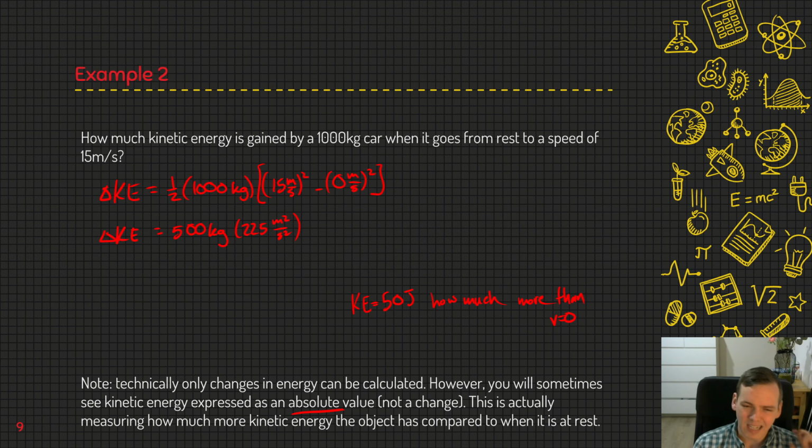So that's, I don't like it, but that is how the AP test, I believe on the equation sheet, has it. They say the kinetic energy is 1/2 mv squared. Technically, that's saying this is how much kinetic energy it has more than when that object is at rest. So you can use that, it's fine, just recognize that you're not technically calculating kinetic energy, you're calculating everything relative to the object being at rest.